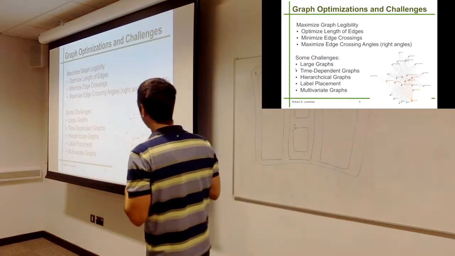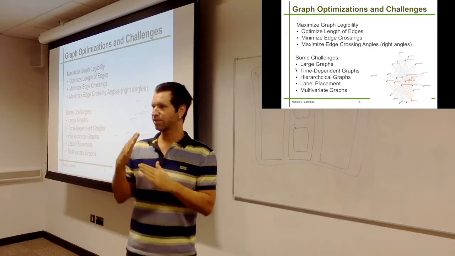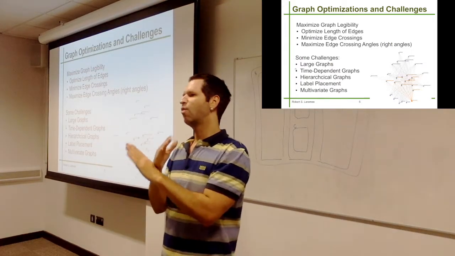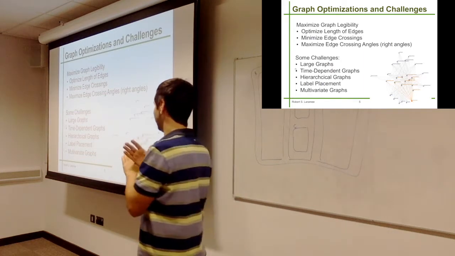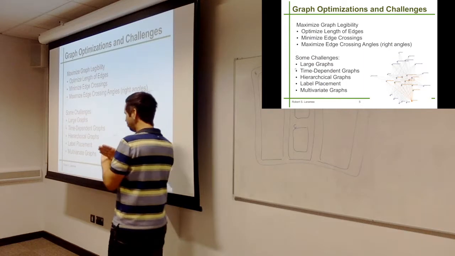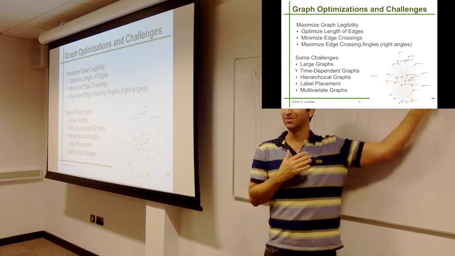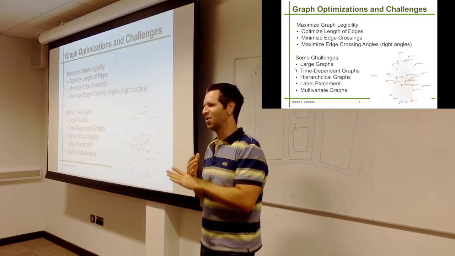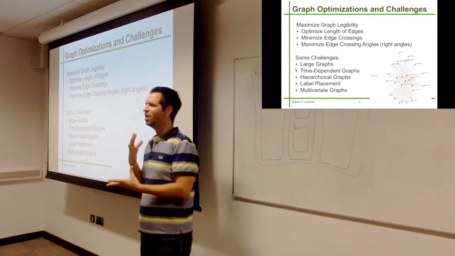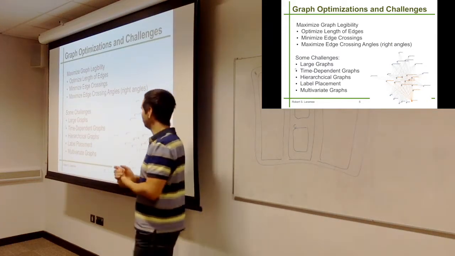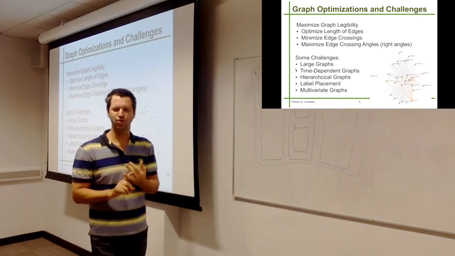Another objective is to minimize edge crossings. If you have graphs with lots of edge crossings, they're more difficult to see, read, and decipher. The perfect graph has no edge crossings. This is a perfect graph. It's not very big though. That's the thing. The more nodes you have, the bigger the graph is, the more difficult it is to optimize the length of the edges and minimize the edge crossings.